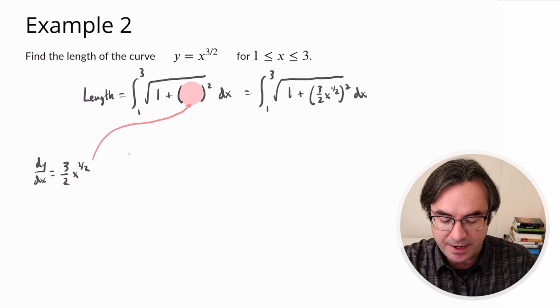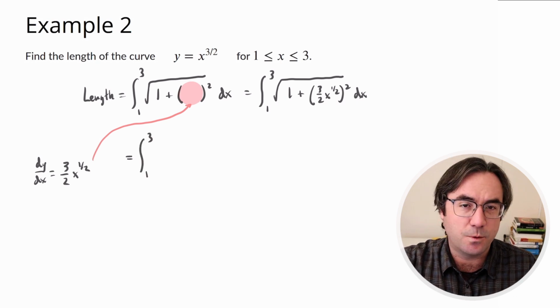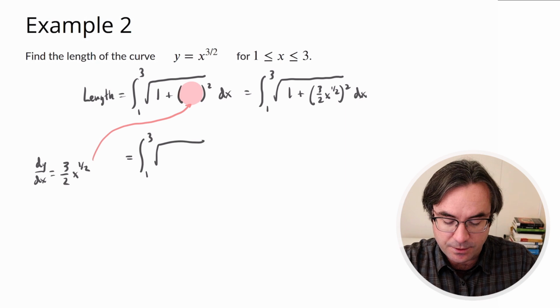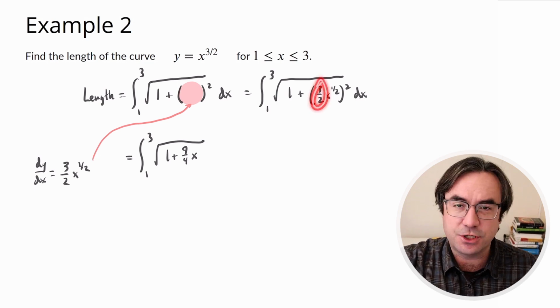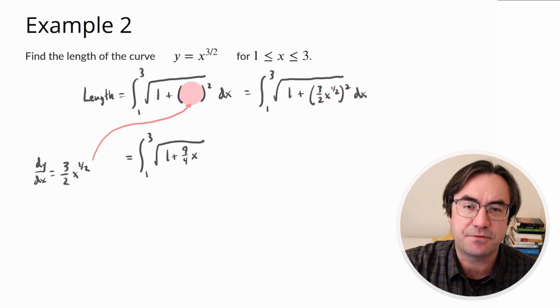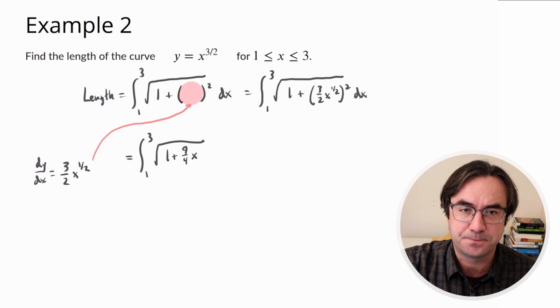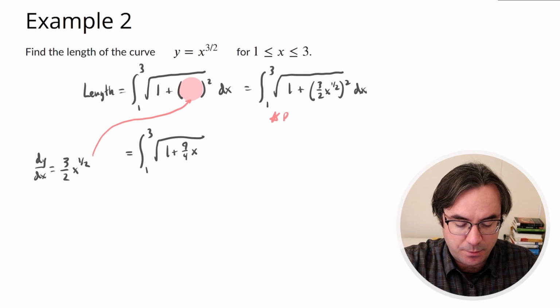So when we simplify, we're going to end up with the integral from 1 to 3, square root of 1 plus 9 over 4 x. So we square the fraction to get 9 over 4, and then we square x to the 1/2 to just get x. So just be careful here. Remember parentheses.